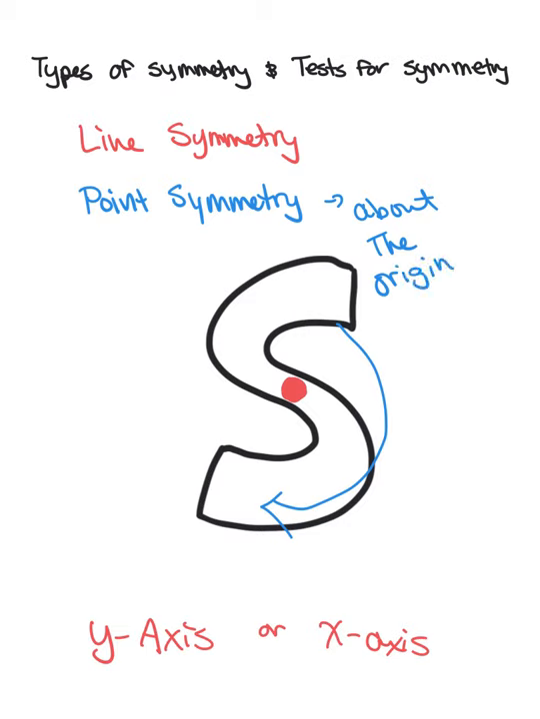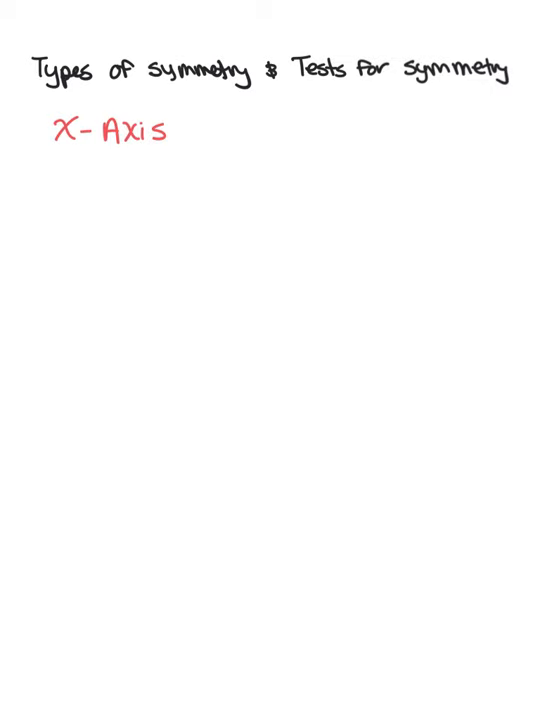Okay, so now we're going to talk about the tests for these different symmetries. We're going to talk about the test for line symmetry, and we're going to talk about the test for point symmetry. There's the algebraic test, and then there's going to be the graphical test, and they're both pretty much the same. All right, so to determine if something is symmetrical with respect to the x-axis, we're going to take our xy points, we're going to keep x the same, and we're going to negate y. What that means is we're going to change y. If y is positive, we're going to make it negative. If y is negative, we're going to make it positive.